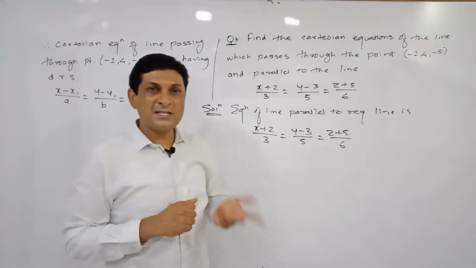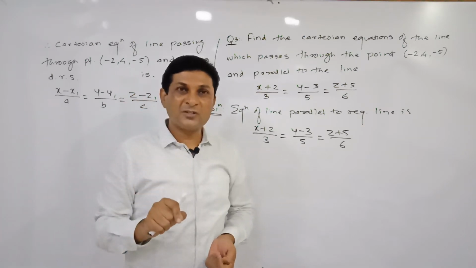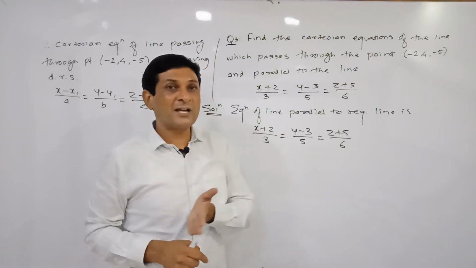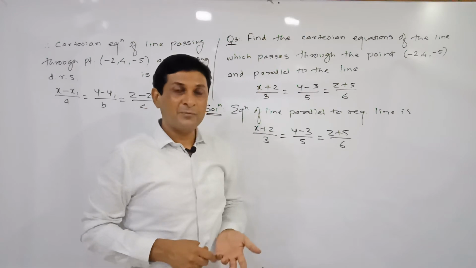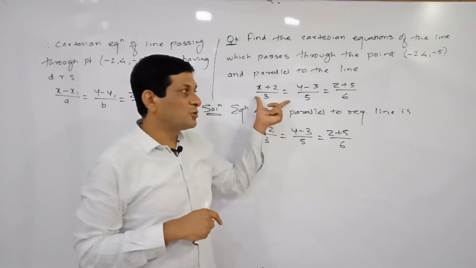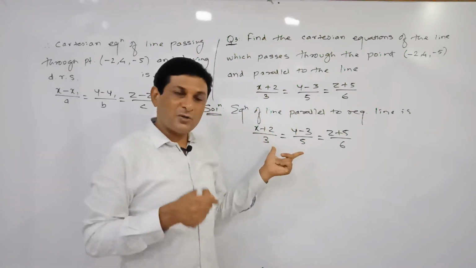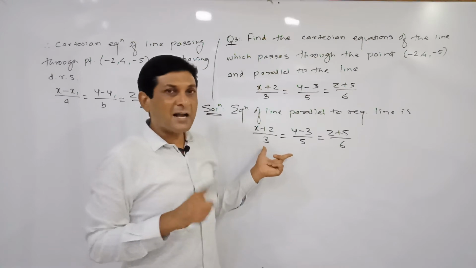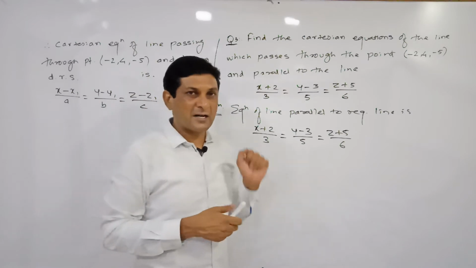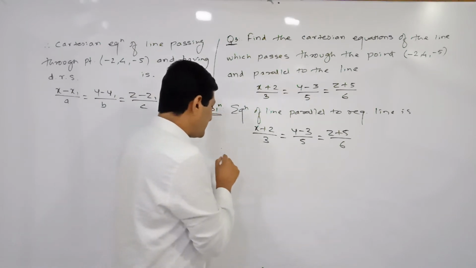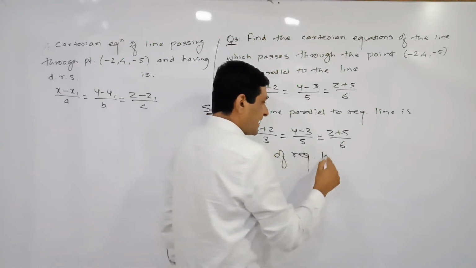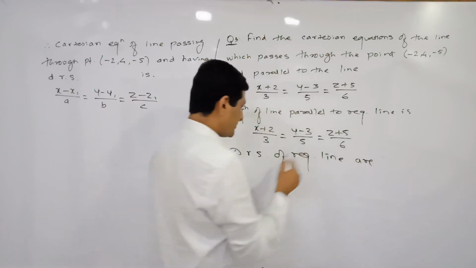And we know that if two lines are parallel, their direction ratios are in what? Proportion. Direction ratios are in proportion when the ratios are equal. So a line parallel to the required line is given to us. Whatever the direction ratios of this line are, they are also the direction ratios of our required line, since our required line is also parallel to this line.